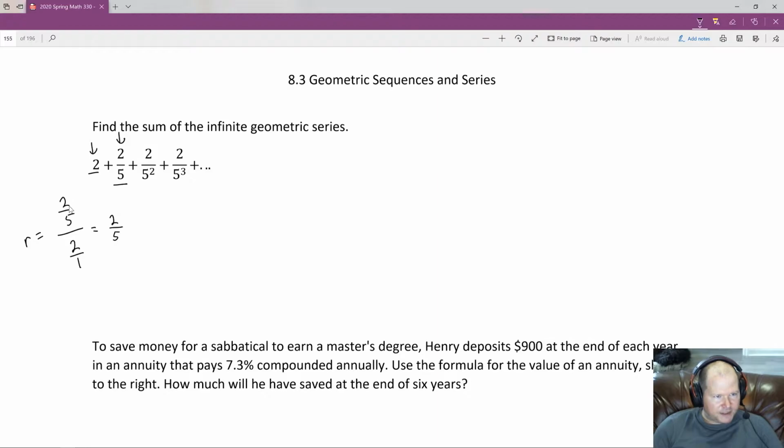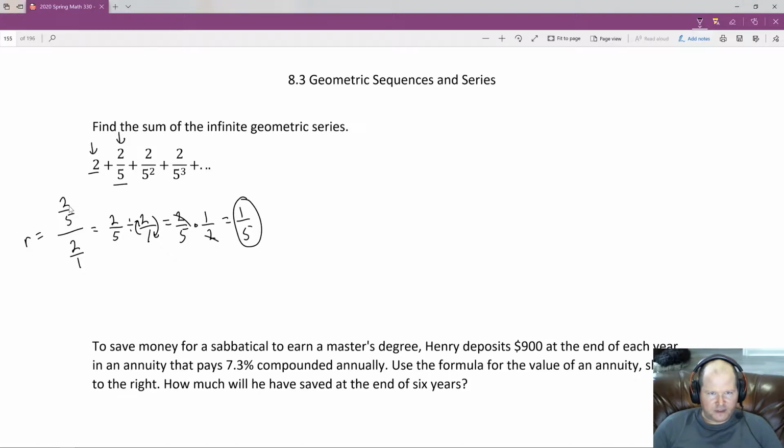So saying 2/5 over 2 over 1 is the same as saying 2/5 divided by 2 over 1. You turn the division into multiplication, so you take 2/5 multiplied by the reciprocal, which gives you 1/2. The 2's disappear, leave me 1 over 5. Okay, so it looks like r is equal to 1 over 5. Since that's between -1 and +1, then we can actually find the value of this infinite series.